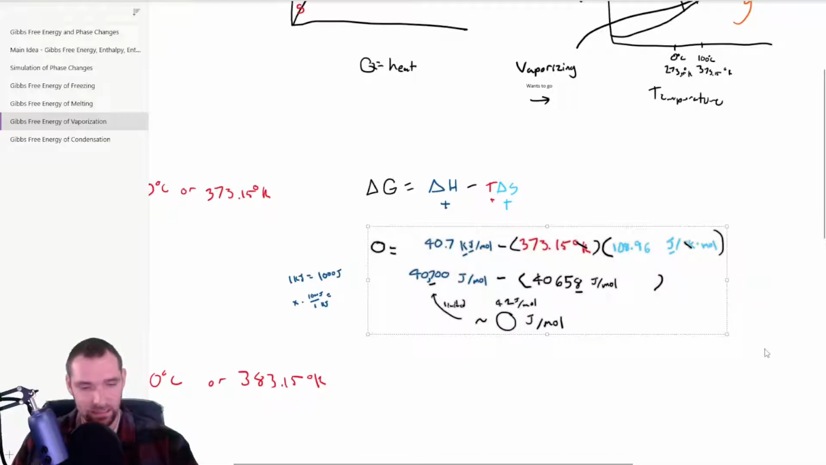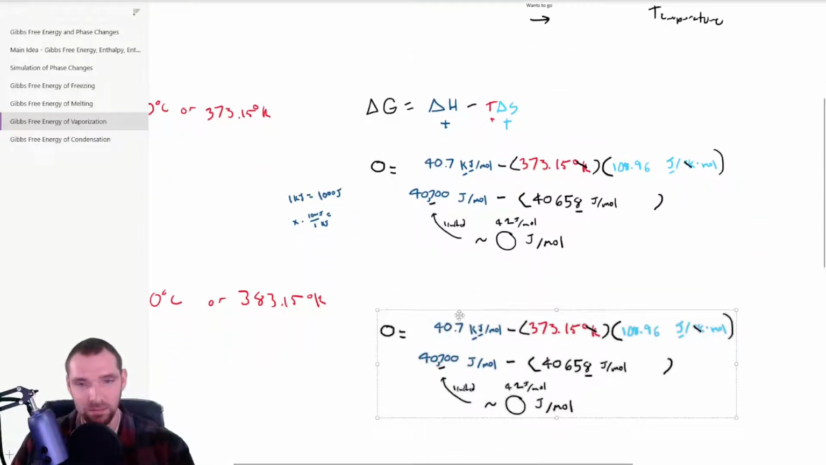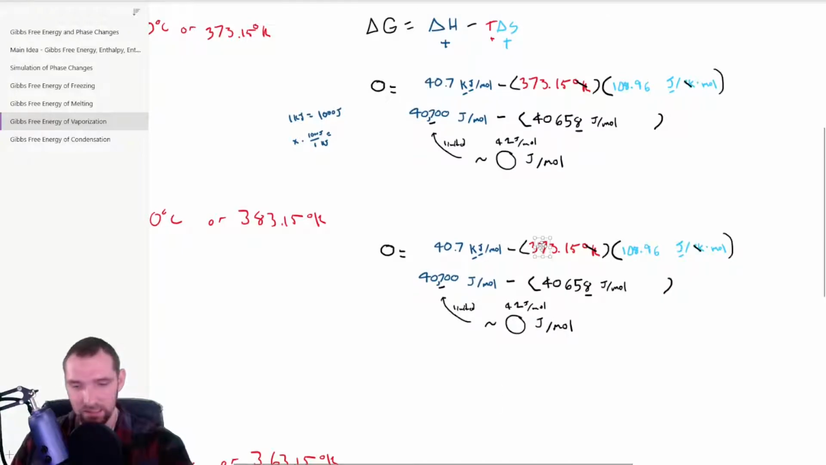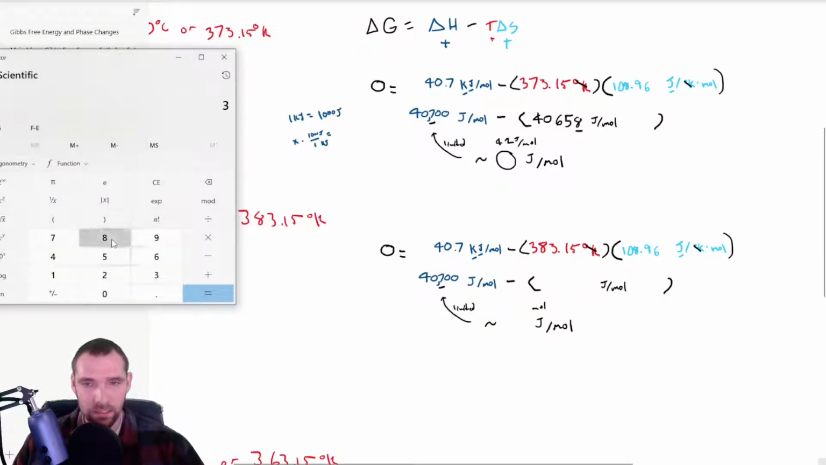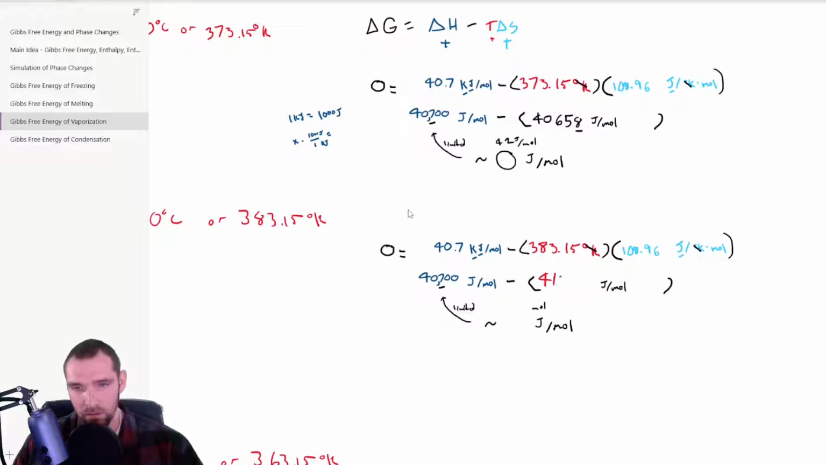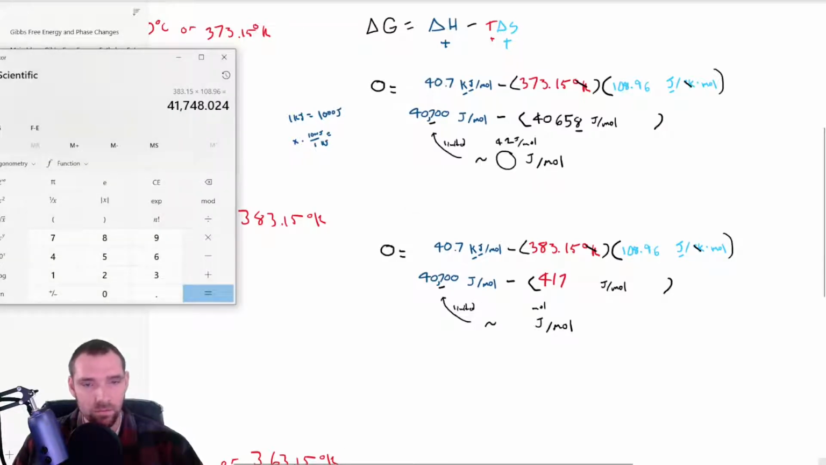Now we can take that and we can consider above and below that temperature, right? So if we're at a slightly higher temperature, you can imagine what's going to happen. This number will change, right? Which will change these numbers as well. So let's go ahead and see what we get. We got 383.15 times 108.96. Okay, so we got 417.48.